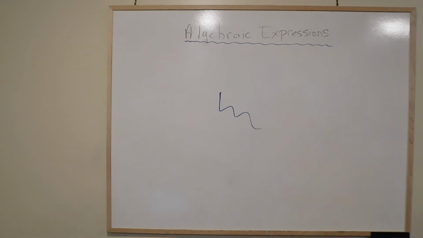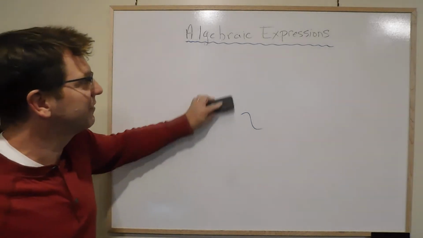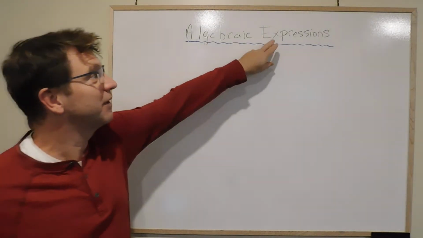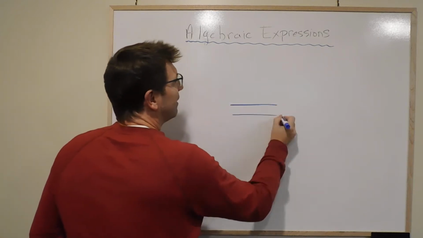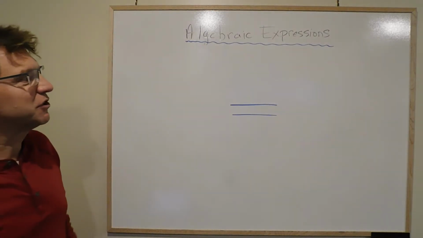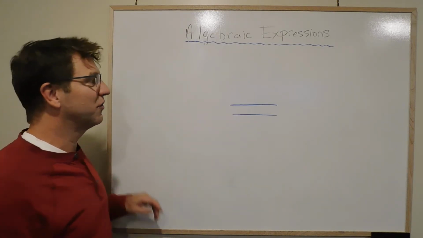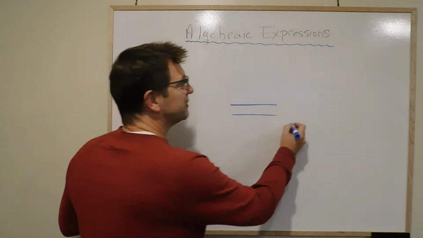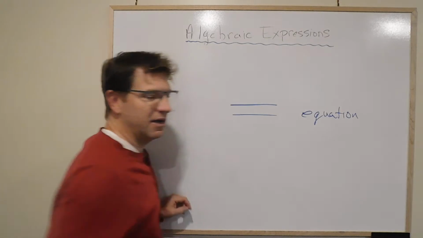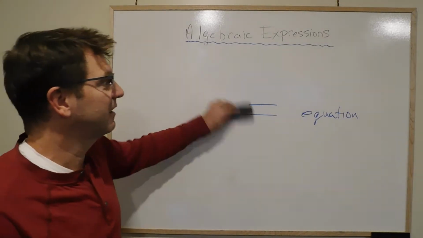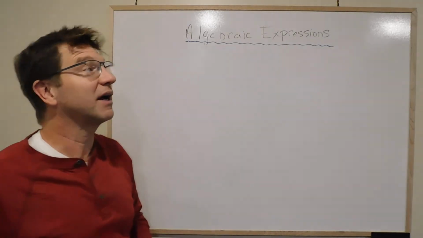We're going to spend a little time looking at algebraic expressions on this slide. The one thing I wanted to start with is, what's the difference between an expression and an equation? Algebraic expressions do not have an equal sign. Algebraic equations do. So if you see an equal sign, it's an equation. If you don't see an equal sign, it's an algebraic expression.